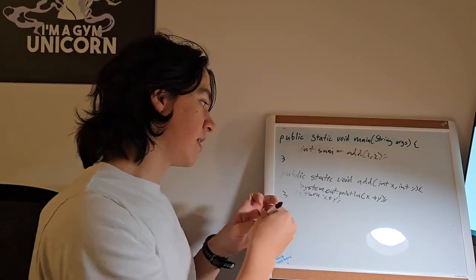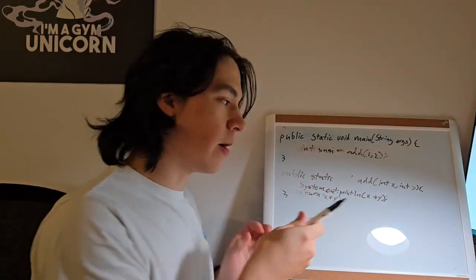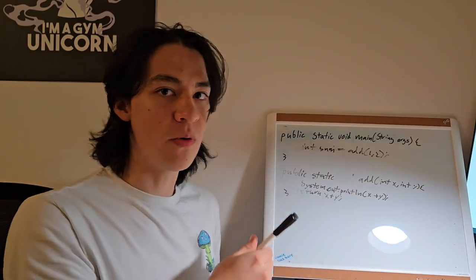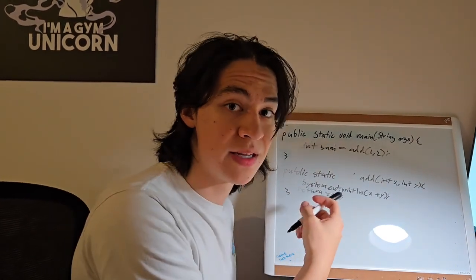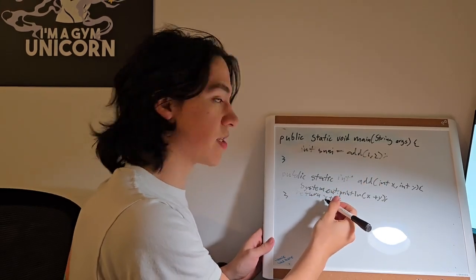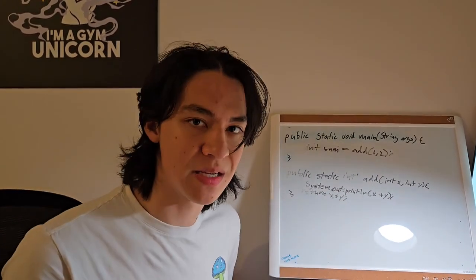One last thing that we need to do is change this void keyword. This keyword represents the type that the method is returning. Before, it was void, meaning the method did not return anything, but now it's returning an integer, which is the result of x plus y. The return statement also needs to be the last thing in a method.